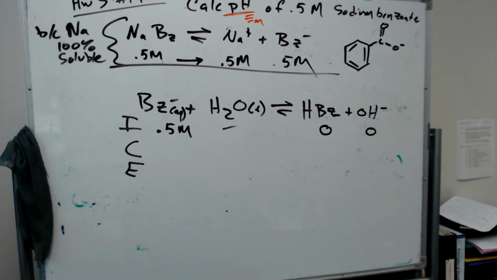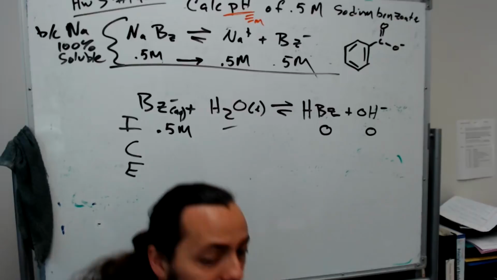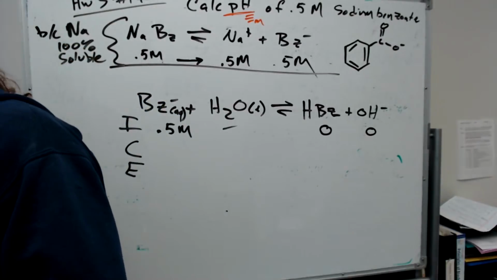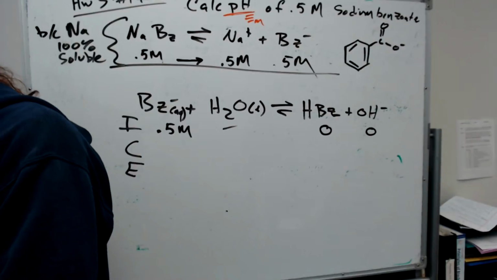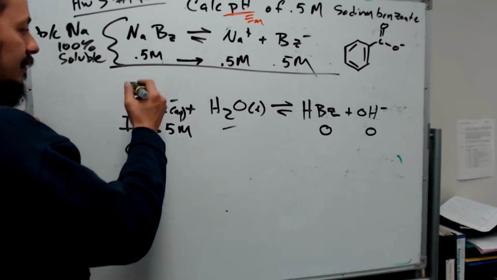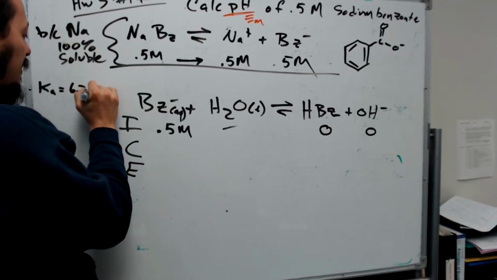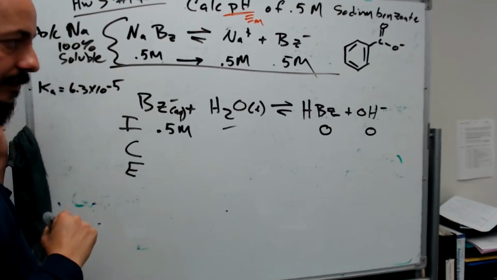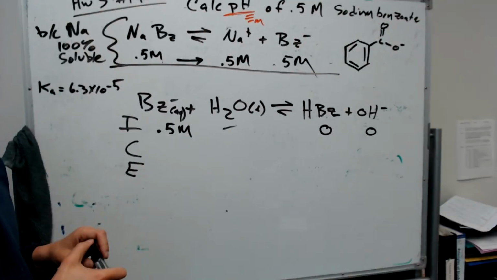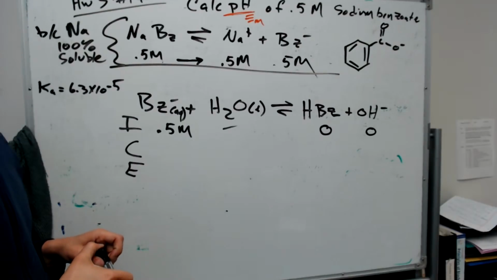Can you solve this ice table? Well, do we have the Ka for benzoic acid? We'll have to get the Ka for benzoic acid. I have it right here. Ka for benzoic acid is equal to 6.3 times 10 to the minus 5. Or is it the same thing, since aren't we dealing with a weak base here?